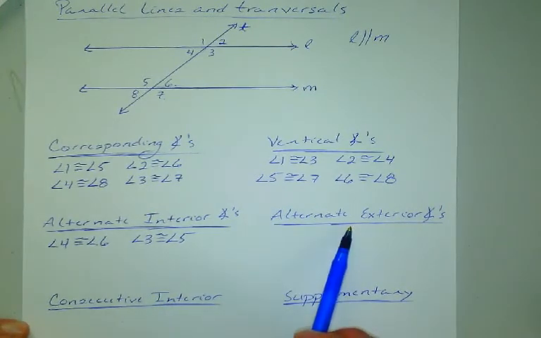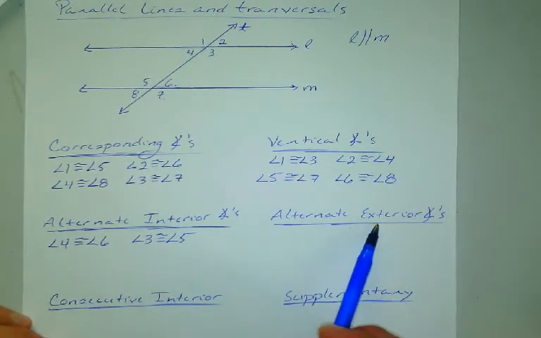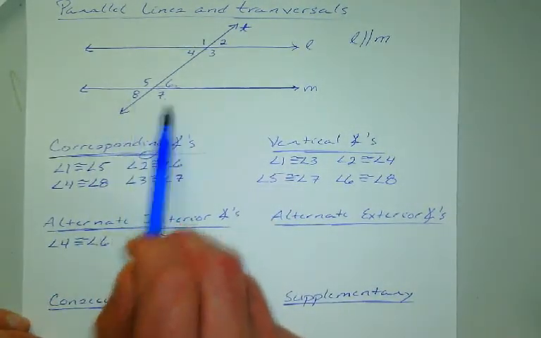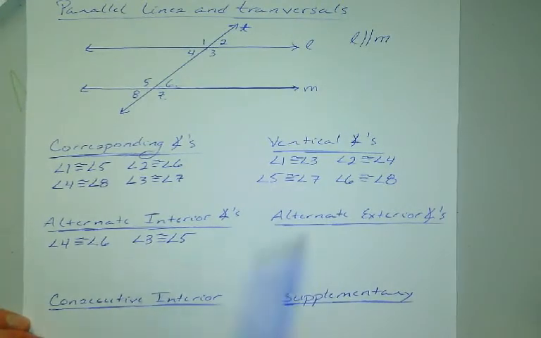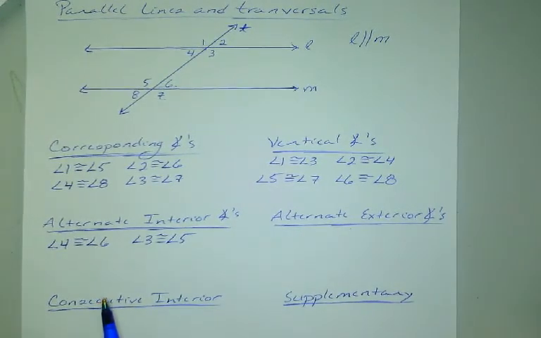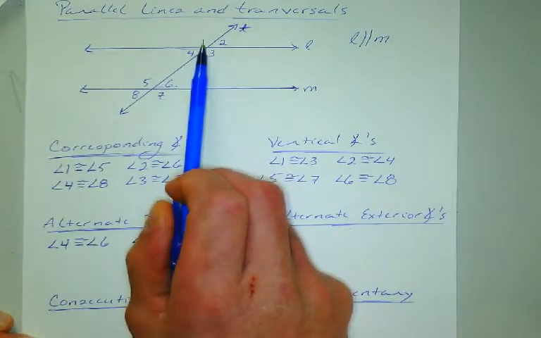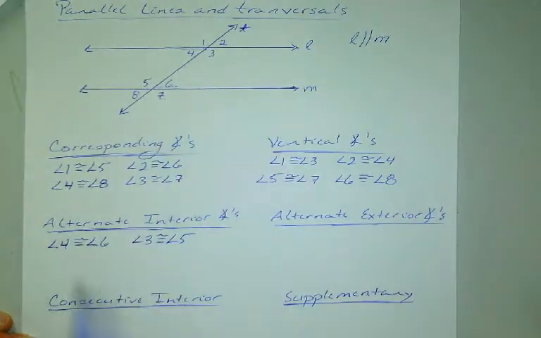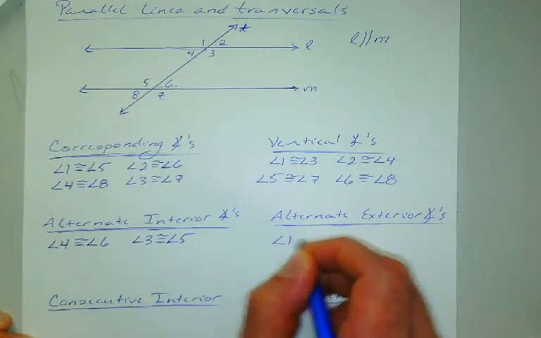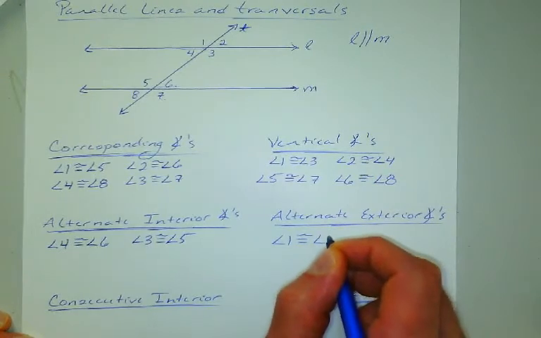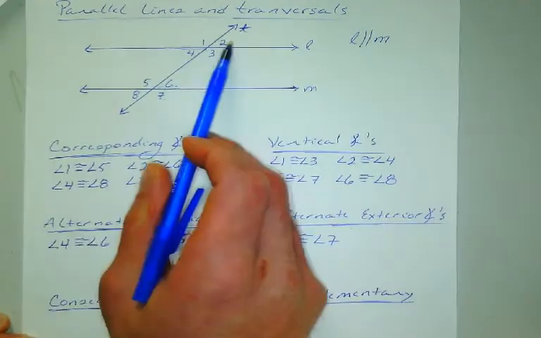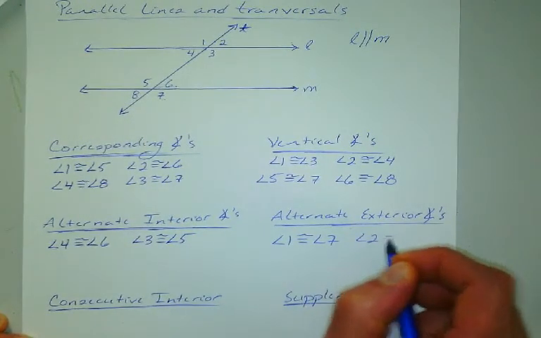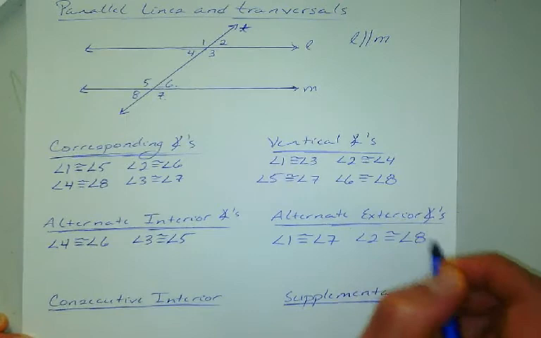Now alternate exterior angles. Exterior means they're on the outside of the parallel lines. So like 1 and 2 are on the outside. 8 and 7 are on the outside. Alternate means they're on the opposite side of the transversal. All right, so that means angle 1 is an alternate exterior with angle 7. All right, so they are congruent. So angle 1 is congruent to angle 7. Angle 2 is an alternate exterior to angle 8. So angle 2 is congruent to angle 8.